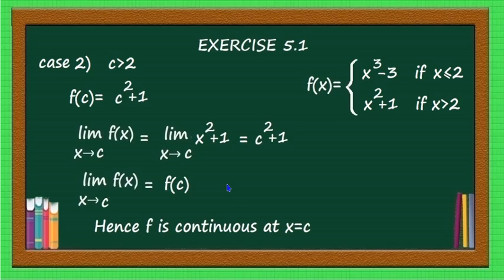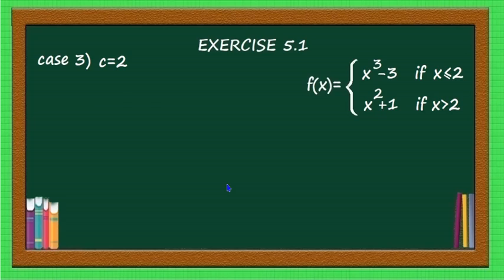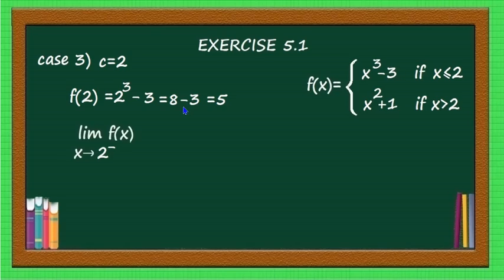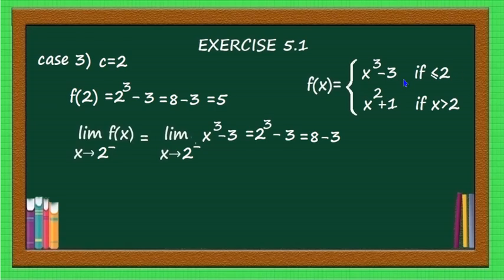And now let us take the third case, that is c is equal to 2. First, let us find f of 2. f of 2 is equal to 2 cube minus 3, because when x is 2, it is defined as x cube minus 3. That's why f of 2 is equal to 2 cube minus 3, that is 8 minus 3, which is equal to 5. And the limit as x tends to 2 minus of f of x, where 2 minus means less than 2. When it is less than 2, the function is defined as x cube minus 3. That's equal to the limit as x tends to 2 minus of x cube minus 3, that's equal to 2 cube minus 3 is equal to 8 minus 3, which is equal to 5.